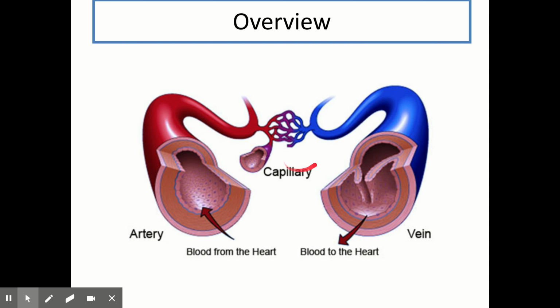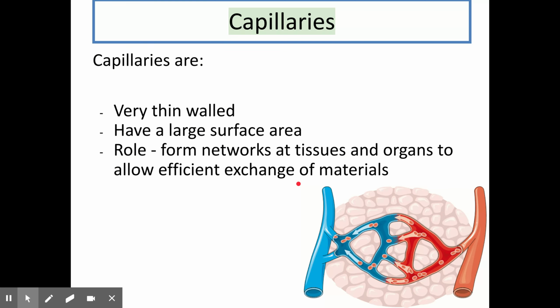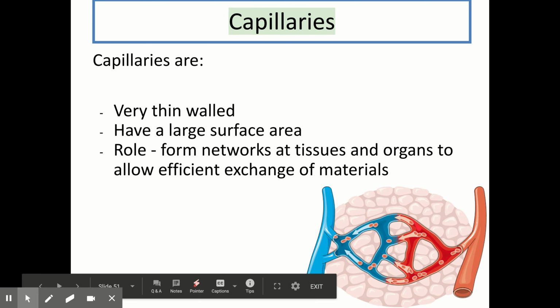So now what we're going to do is we're going to focus on capillaries. So capillaries are found between arteries and veins, and they form networks at tissues and organs to allow efficient exchange of materials, such as oxygen, carbon dioxide, and nutrients. So here you can see the network they form.